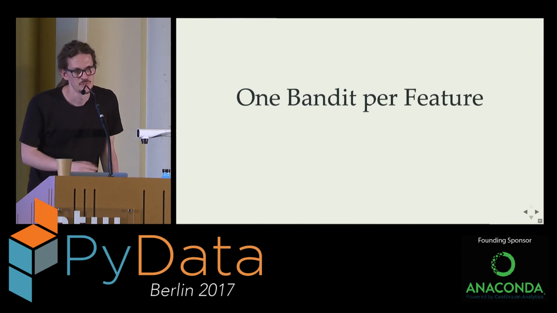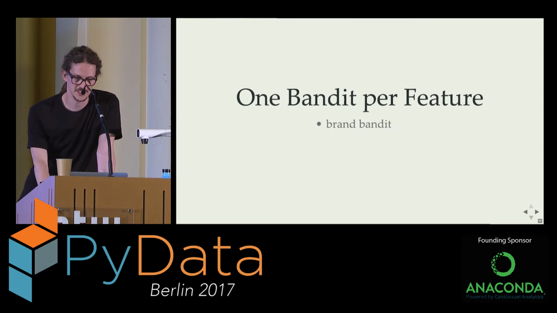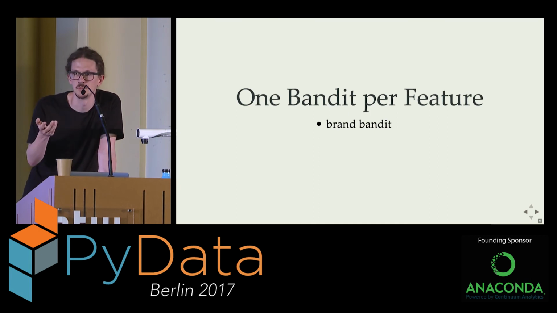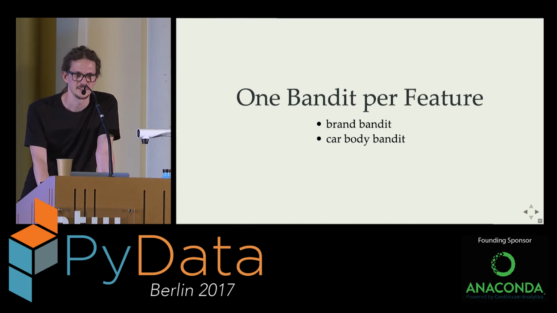So what we do, we use one bandit for a certain feature. And a feature could be something like the brand. So you have one bandit with n arms for n brands. So for Porsche, Volkswagen, BMW, all these things, right? And you have a second bandit for the car body.